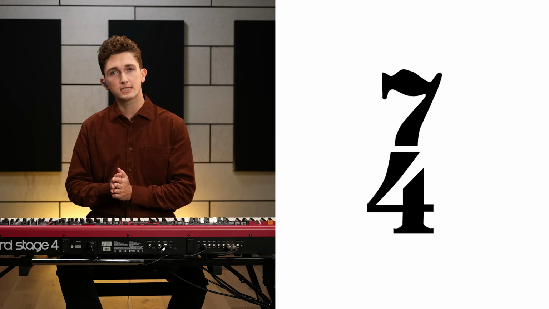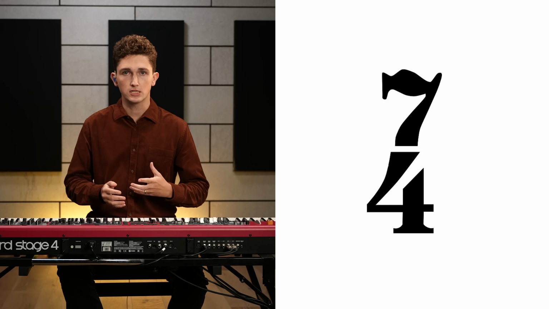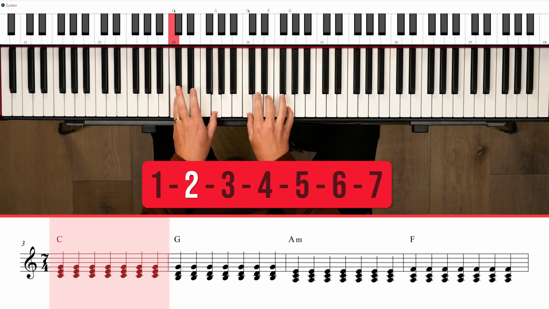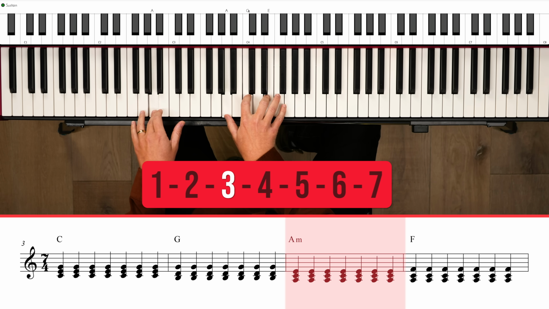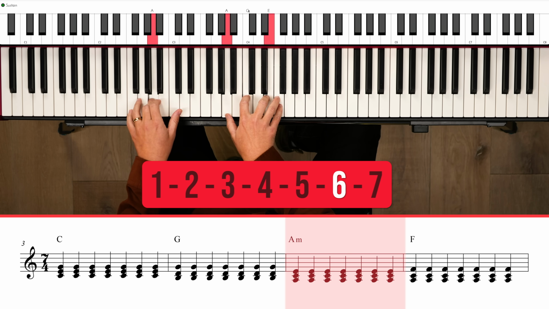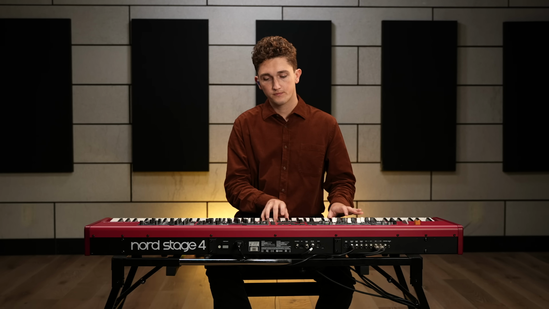And the same logic once again applies. We have 7 beats in the bar before we get a sense of resetting. 1, 2, 3, 4, 5, 6, 7, 1, 2, 3, 4, 5, 6, 7, 1, 2, 3, 4, 5, 6, 7, 1, 2, 3, 4, 5, 6, 7.